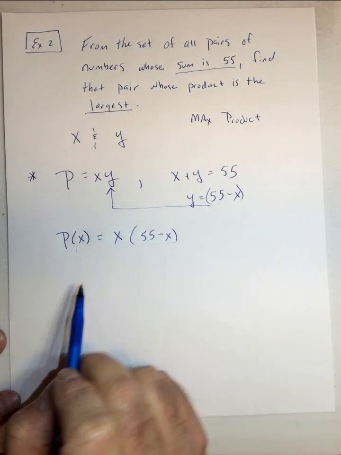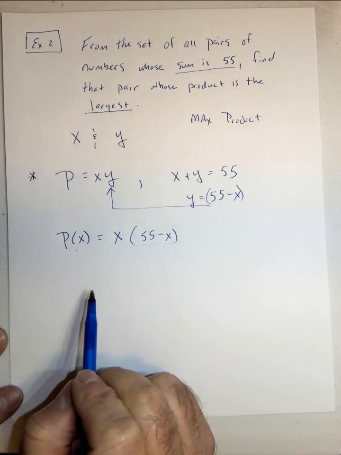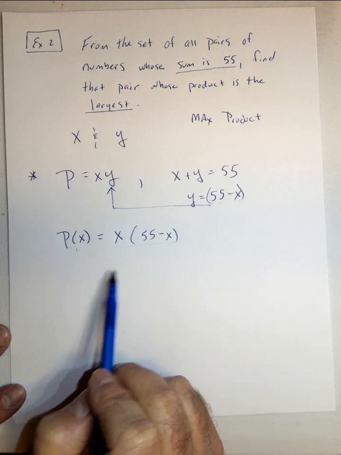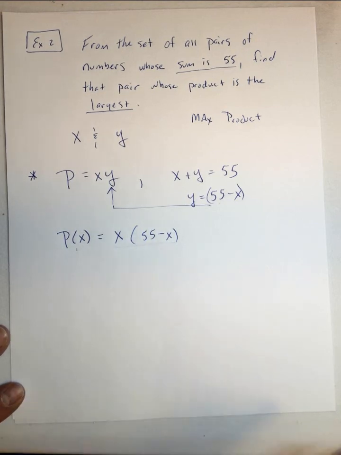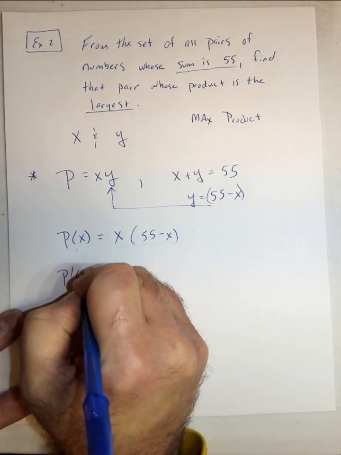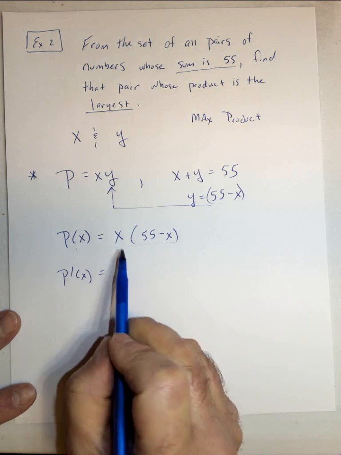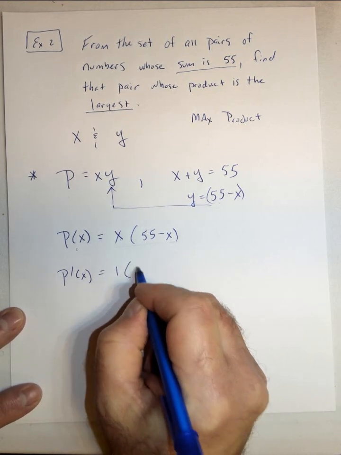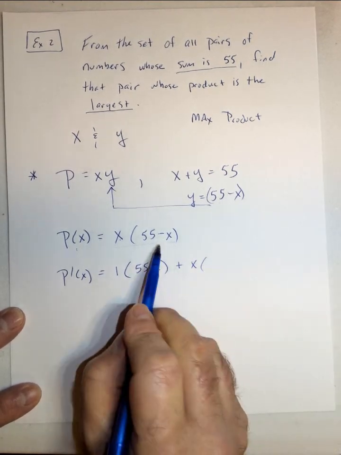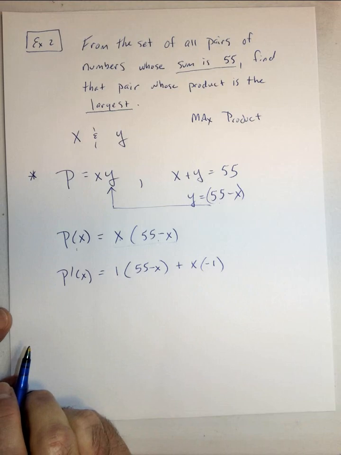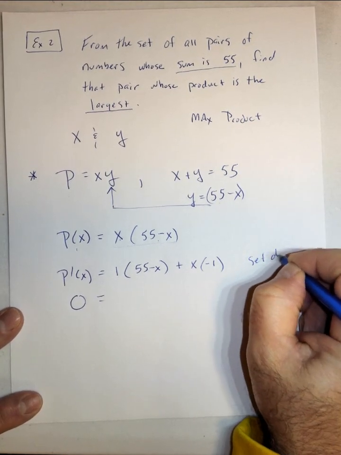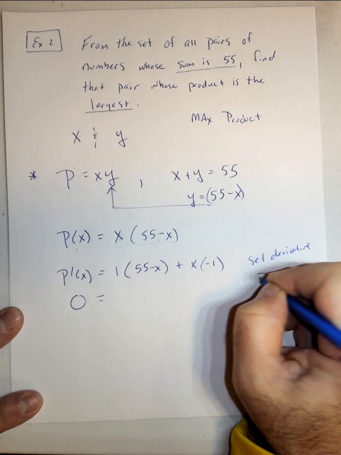And since this is a product, you can use the product rule. You can distribute the x and just do straight up power rule. However you wish to differentiate this is up to you. I'm just going to show you how to find the derivative here using the product rule. So remember, the product rule is the derivative of the first function times the second plus the first function times the derivative of the second, which is just -1. And again, we wish to set our derivative equal to 0.